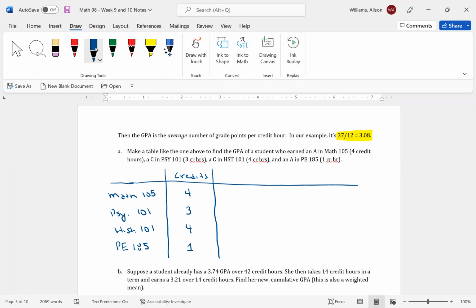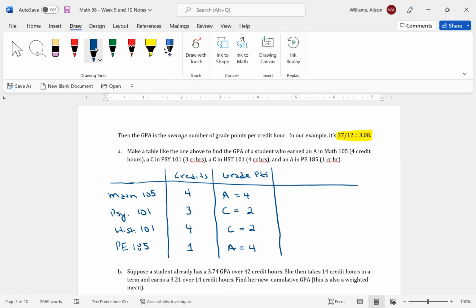Okay, and then we are going to do the grade, and in particular, the grade points, how many points they get for each grade. I'll list the grade and then I'll do the number of points they get. So for math, they got an A. Awesome. So an A is worth 4 points. In psych, they got a C. A C is worth 2 points. History, a C also, another 2 points, and an A in PE for another 4 points.